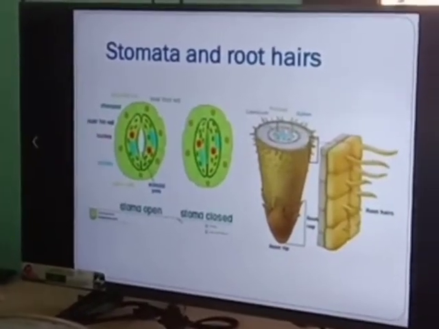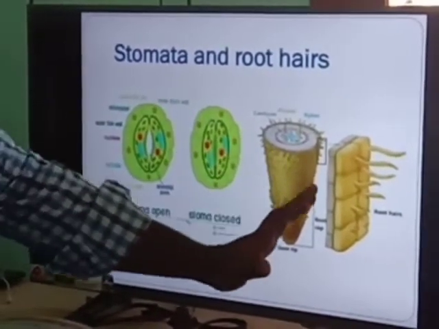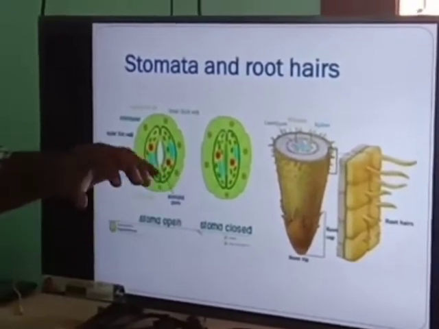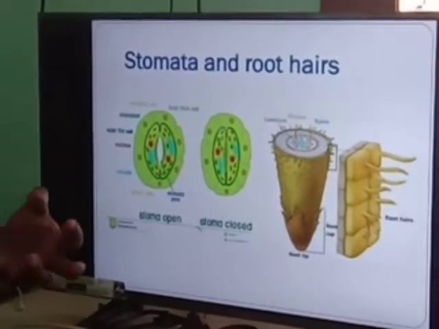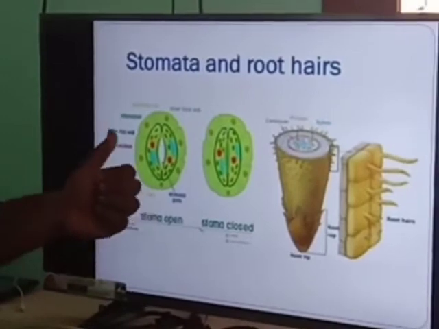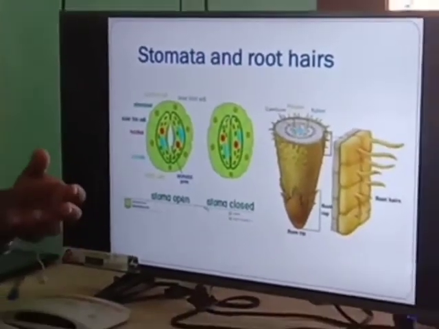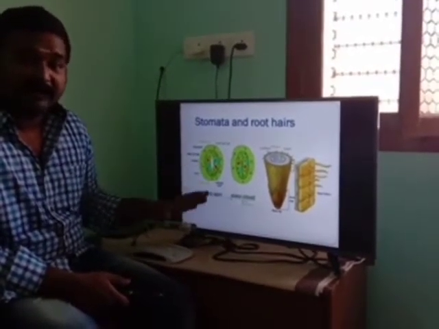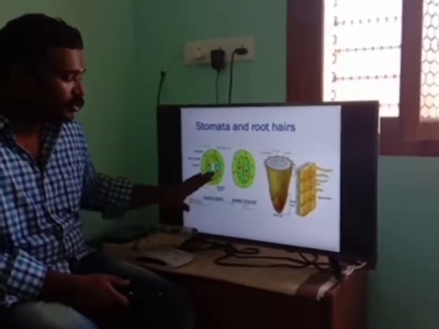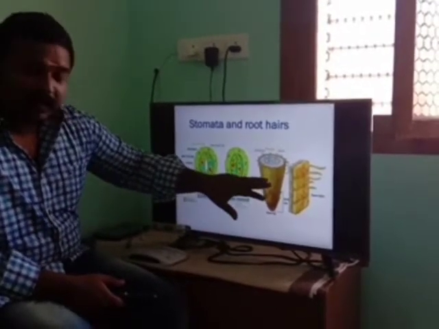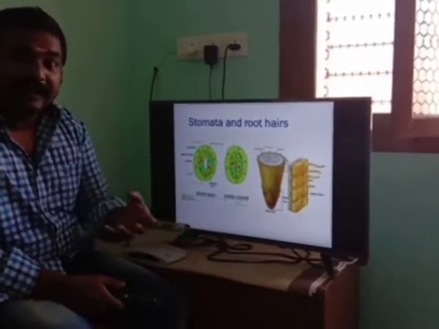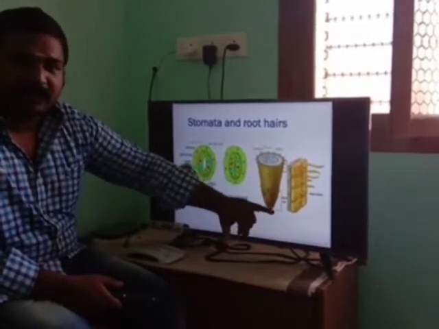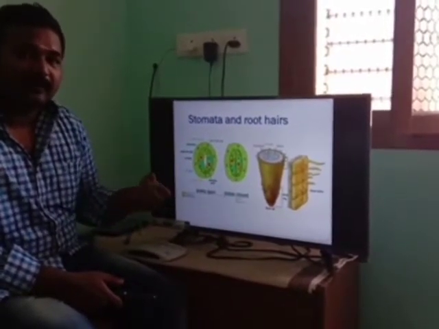Then stomata. Let us see stomata and root hairs. These are very important for a plant to get the raw material for photosynthesis. Stomata is mainly for gas exchange. They take in carbon dioxide and give out oxygen during the process of photosynthesis through stomata. And we all know that the plant gets water from its root. The root helps the plant to get the water from the soil.